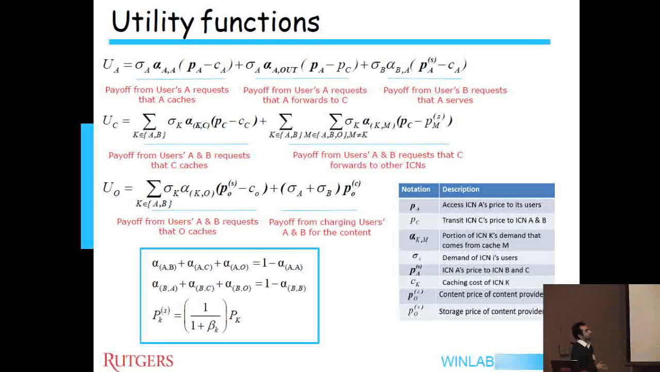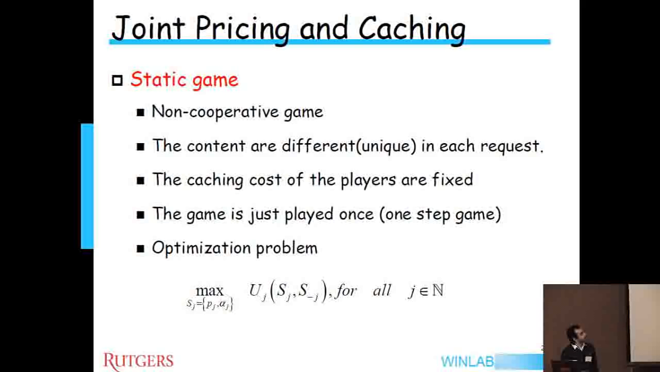And for the content provider, the payoff will be based on two terms. The first one is the payoff from caching the content, and the second one is the payoff that it obtained from selling the content. Now we go through this static game. This one is a non-competitive game, and the caching costs for all the players are fixed, and the game is just played one time. The assumption that we have here is the content in each request is different or unique.